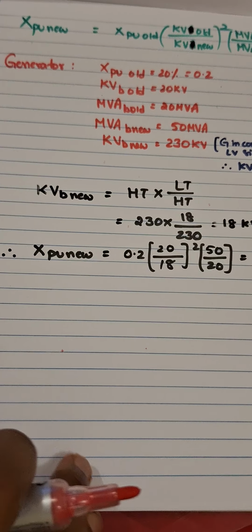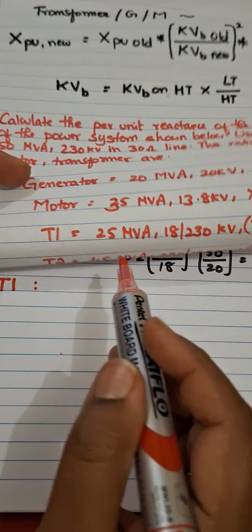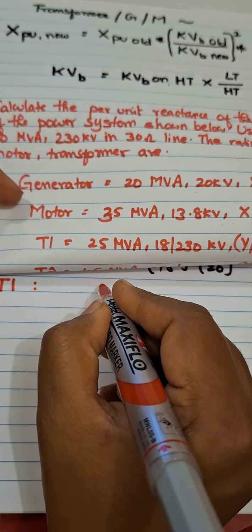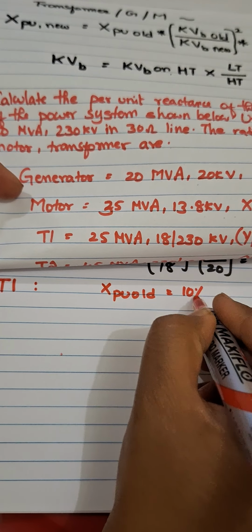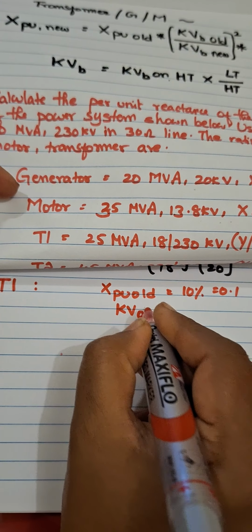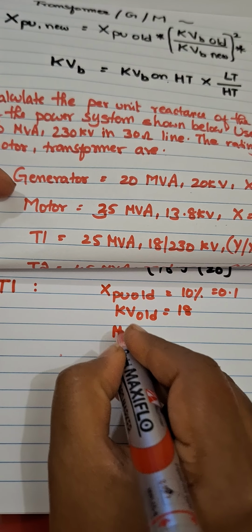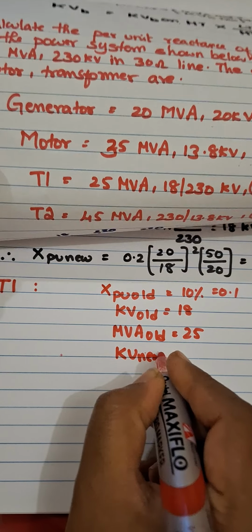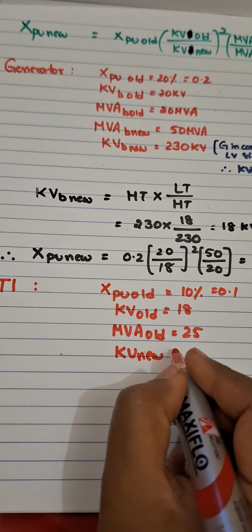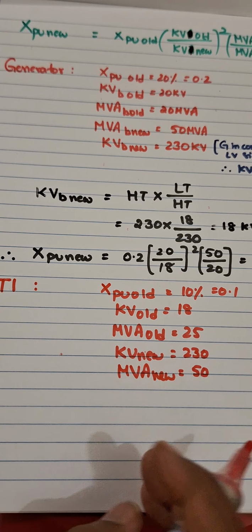Now next, after generator 1, what is the one we have in the picture? Transformer 1. So let us note down the values of transformer 1. Transformer 1 is 25 MVA. So according to this, X per unit old value is 10%, means 0.1. Then kV old is 18 by 230, means 18. Then MVA old is 25. Then the base values we already know. They said kV new is 230, MVA new is 50. So now we are supposed to find kV.